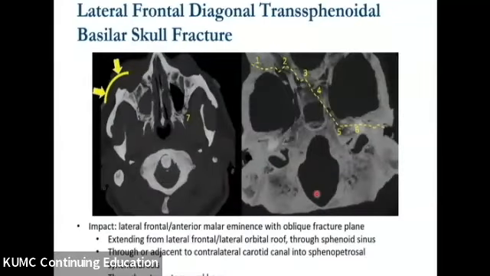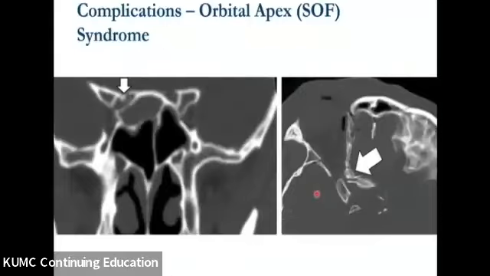This is basically the same thing, just showing the fracture pattern from the literature and just from the opposite side. So we'll go through some of the complications here. With this fracture pattern, you're at risk for orbital apex syndrome.